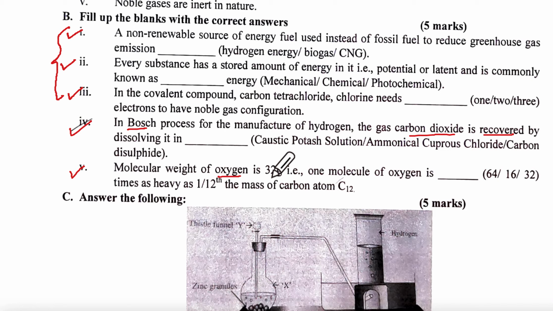Molecular weight of oxygen is 32 gram. One molecule of oxygen is O2, means how many oxygens are there? 2. So 32 into 2 will be? 64. Okay. So one molecule of oxygen is 64 times as heavy as 1/12 mass of carbon C12. Correct or no? Yes or no? Now we come to the next one.